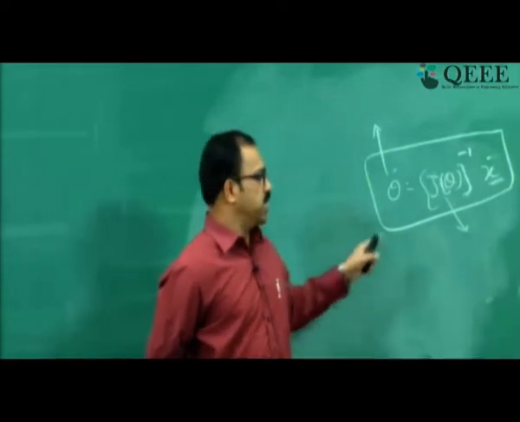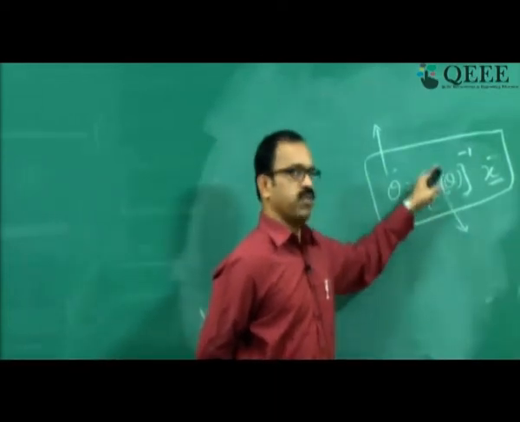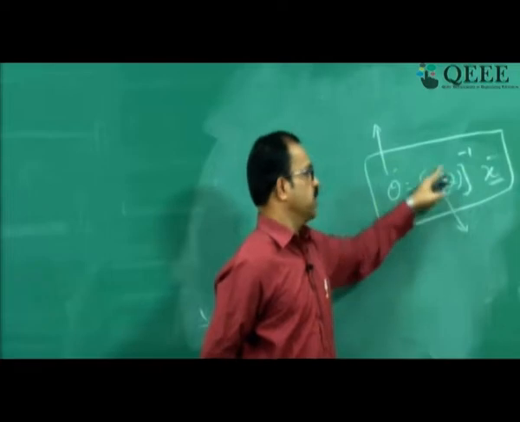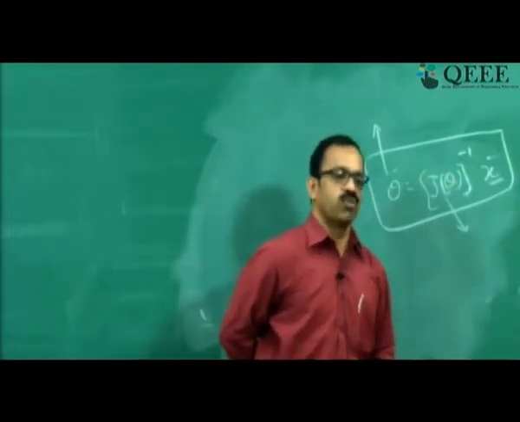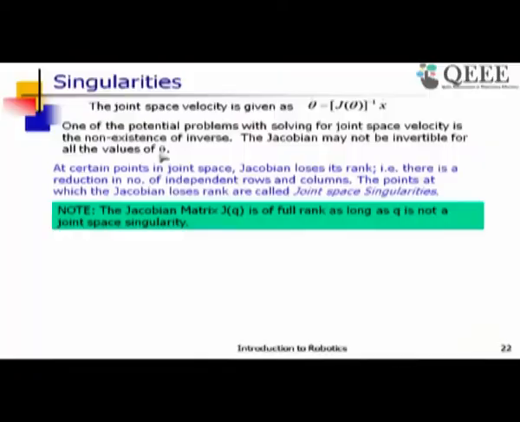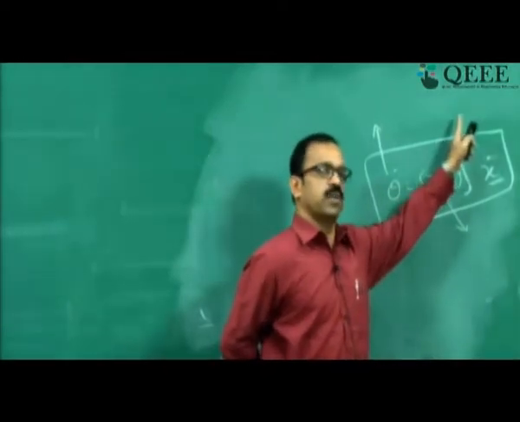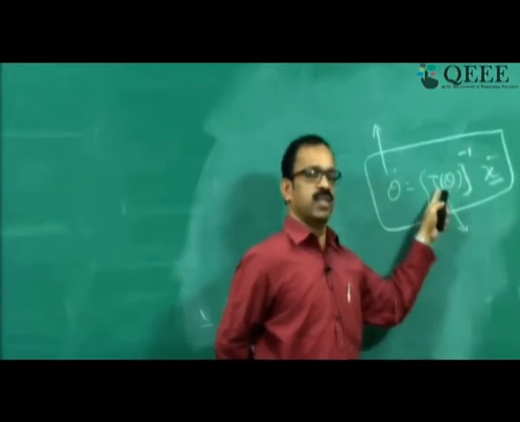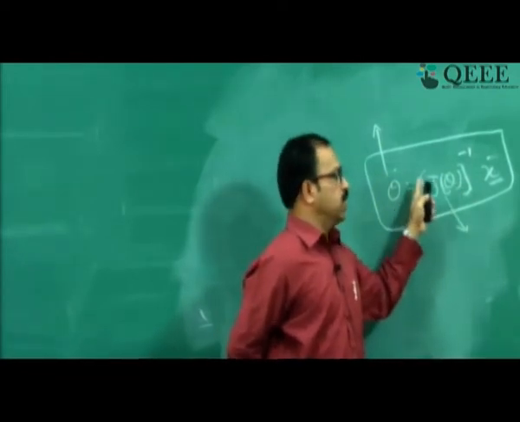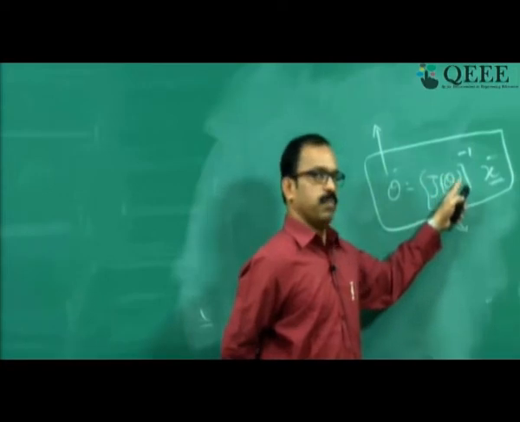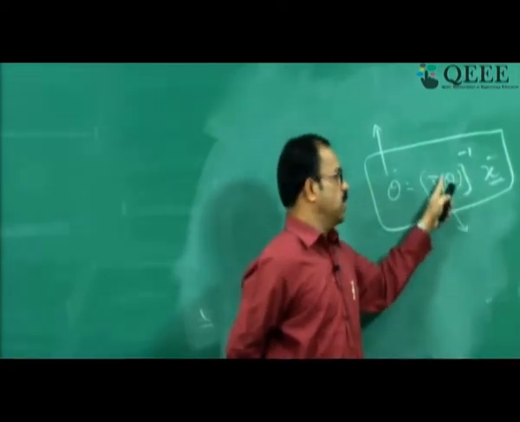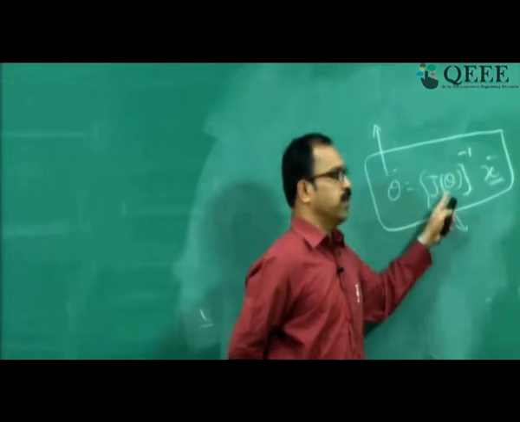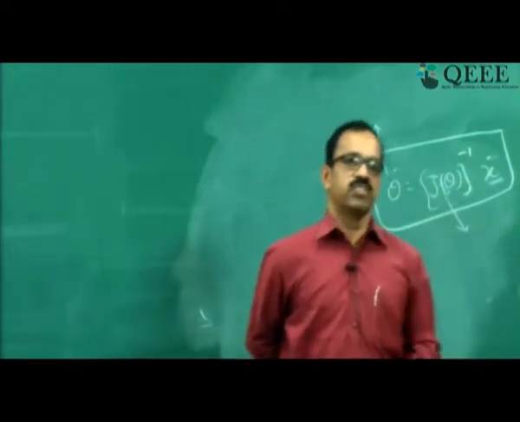So joint space singularity is the joint space configuration at which the Jacobian loses its rank. Normally the Jacobian will be full rank as long as Q is not a joint space singularity. So as long as the manipulator is not in a joint space singularity, it will always be of full rank. That means you will be able to get the inverse and solve the problem. But sometimes the manipulator gets into a state where the theta values are such that the Jacobian loses its rank, and then it will be at singularity.